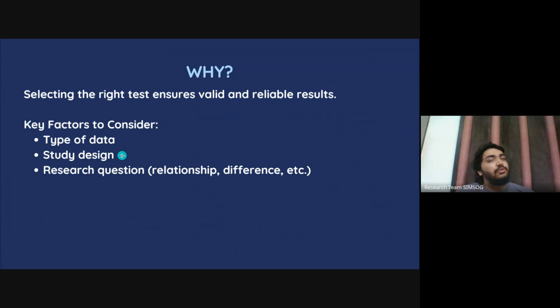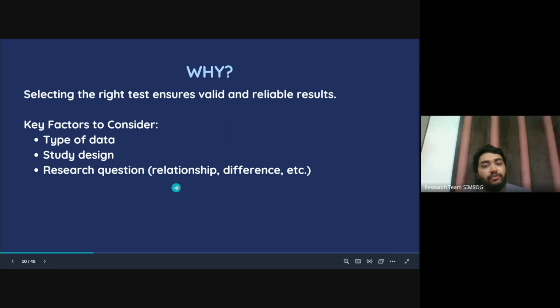Then the study design you are going to have. If you remember this small thing, case control studies will give you odds ratio, and prospective cohort or any type of cohort studies will give you relative risk. This is a small example, but this applies in general to choosing a test. And your research question or objective, which we have discussed before: association versus correlation versus regression. These are three different things, not exactly the same.